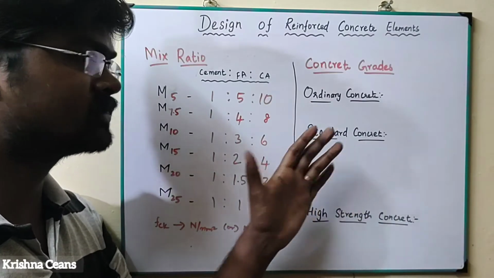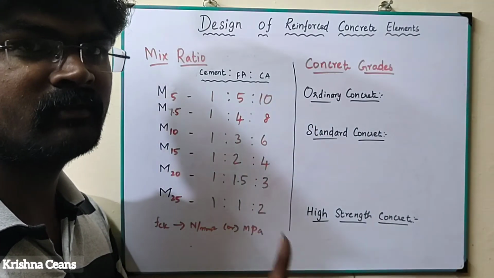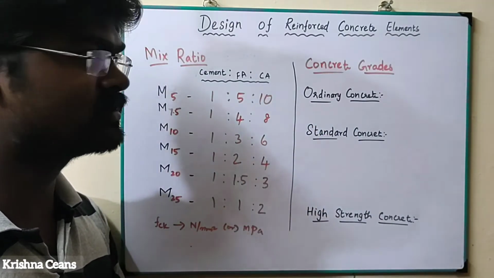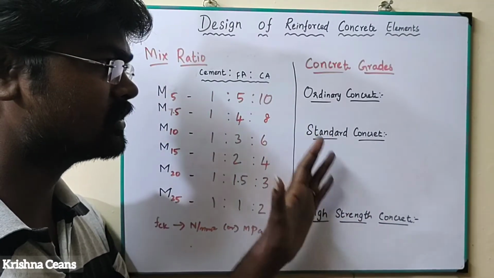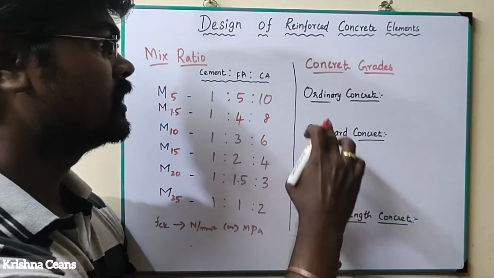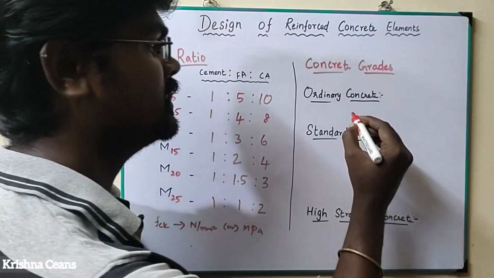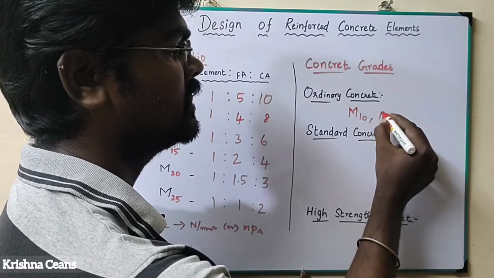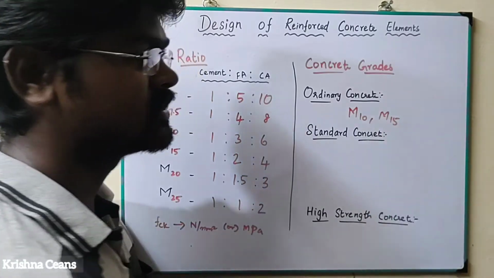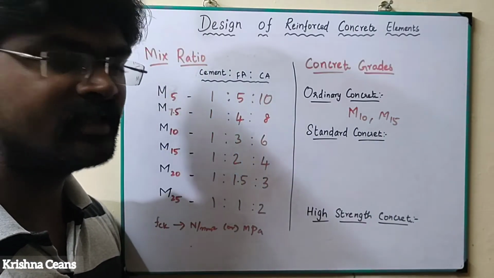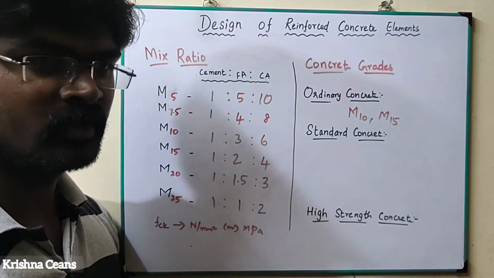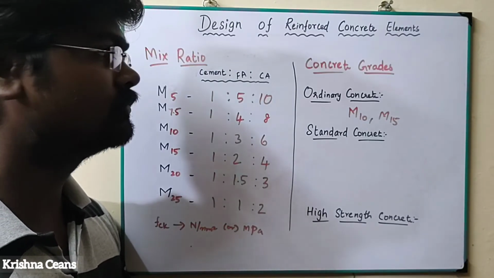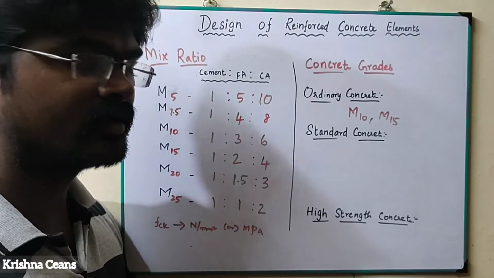So why we are segregated depends upon the value or strength basis. We are categorized as these three. Here, ordinary concrete we will mention as M10 and M15. We consider these as ordinary concrete. We can use it for simple work. For that we will go for ordinary concrete.